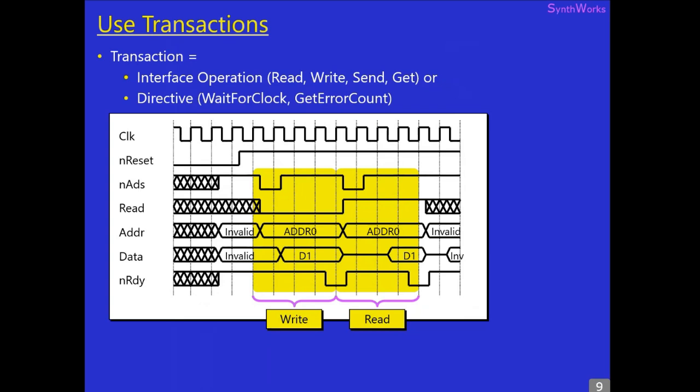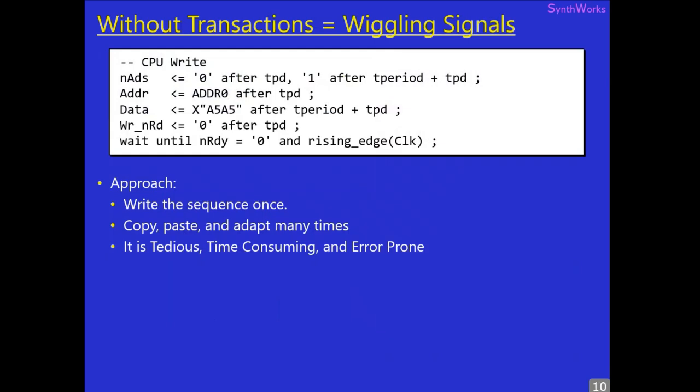When we look at doing test benches in any language, the first step of improvement is using transactions. If we're thinking just of the interface, we think about what operations we do on that interface. If it's a processor-like interface, we'd be doing writes and reads. If it's a streaming interface, we'd be doing sends and gets. And with verification components, we might have directive transactions that tell the verification component to pause for this amount of time. So the wait for clock is talking to the verification component directly, without any interface implications.